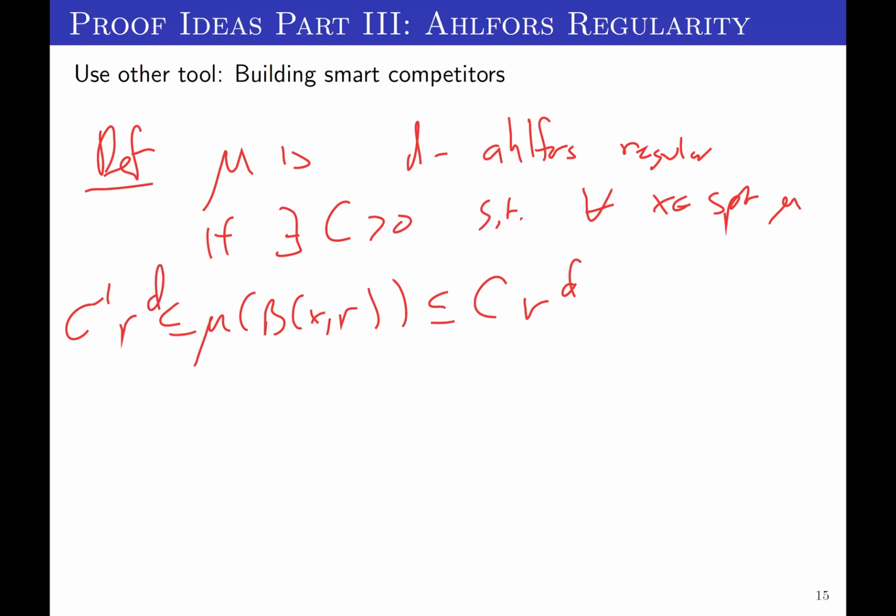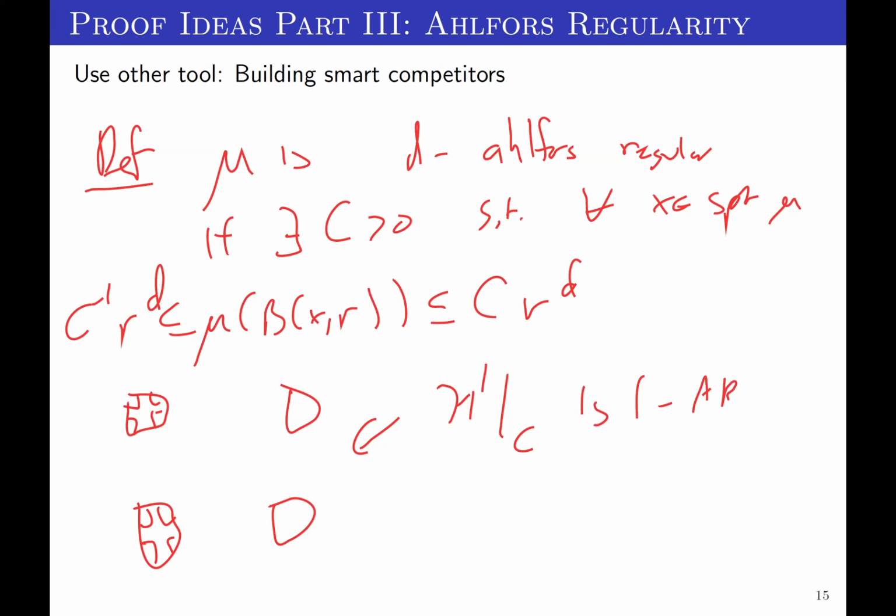So for example, surface measure supported on a smooth D-dimensional manifold is D-Ahlfors regular. But there are lots of D-Ahlfors regular measures which are not regular in the sense of being smooth surface measures. So for example, if you take a four-corner Cantor set, and then iterate this over and over and over again, you can show that the length measure restricted to this Cantor set is 1-Ahlfors regular.